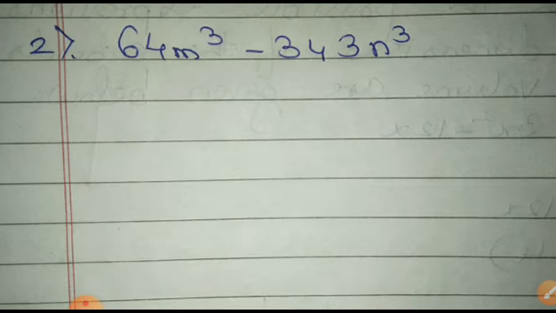Next is 64m cube minus 343n cube. Again two terms, you have cube terms. So check, 64 is a cube of what? 64 is a cube of 4. So here it will be (4m) cube minus (7n) cube, because 343 is a cube of 7.